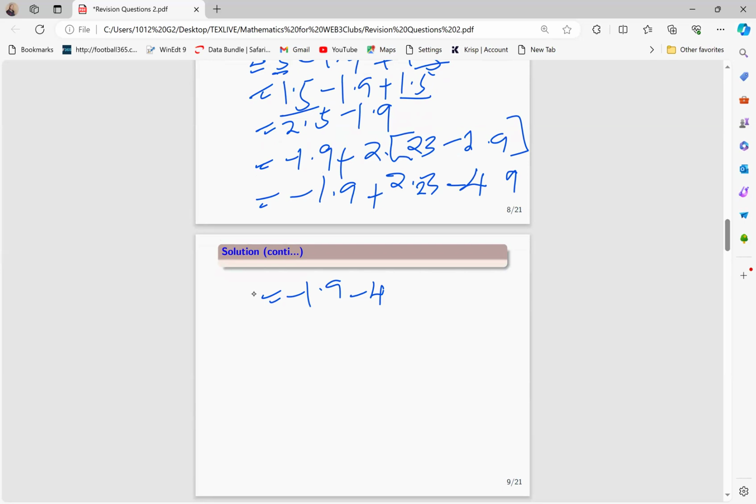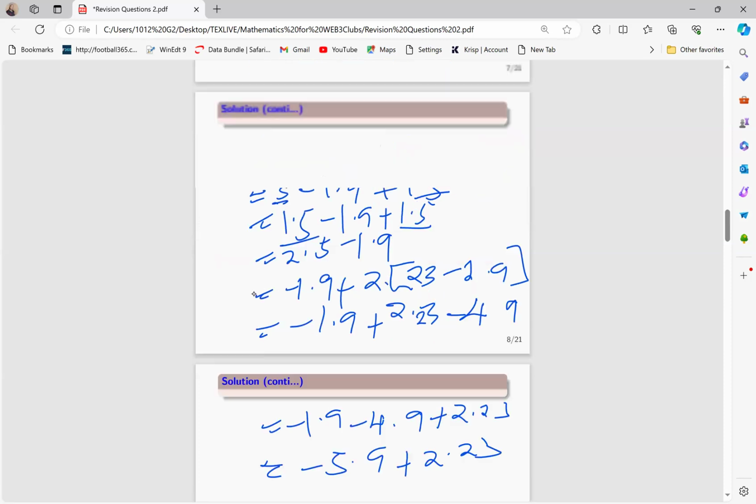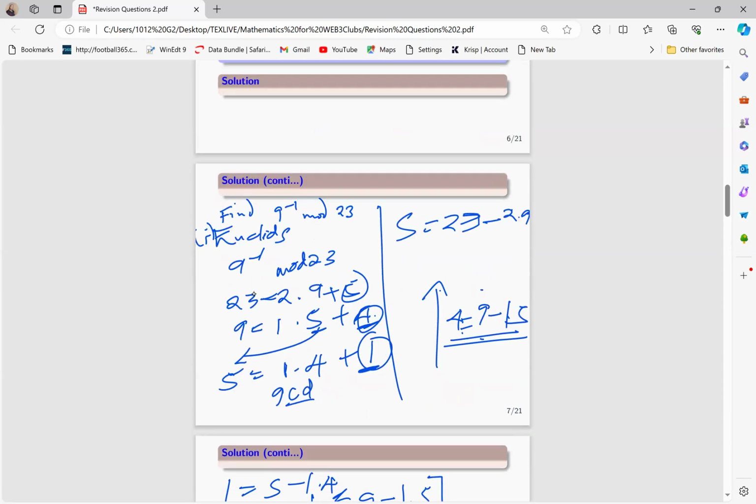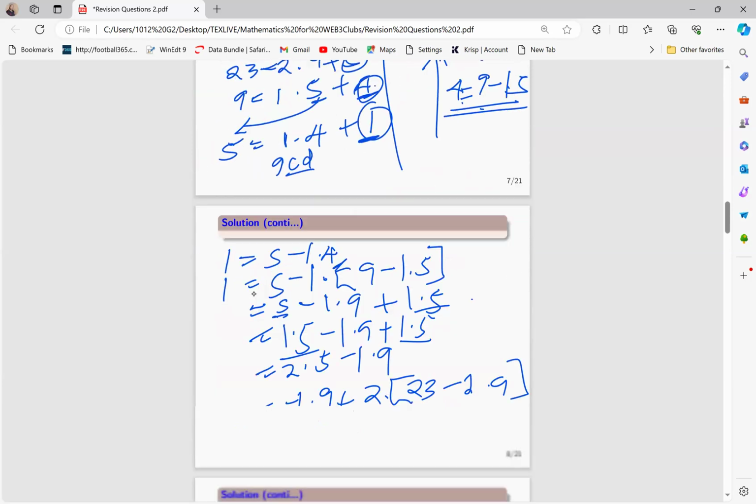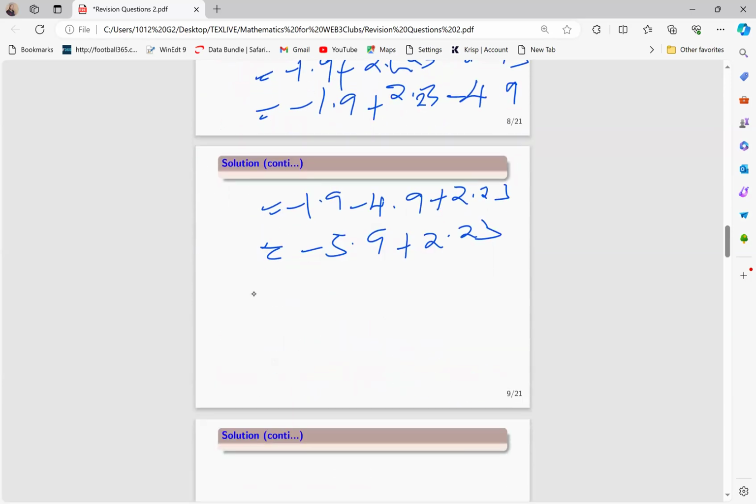I guess this is the same mathematical equation. So this one, if I've done it correctly, becomes 5. This one is like additional negative 5.9 plus 2 times 23. And we're looking for the inverse of 9. So you come here, the inverse of 9 is this value. This is the value for the inverse.